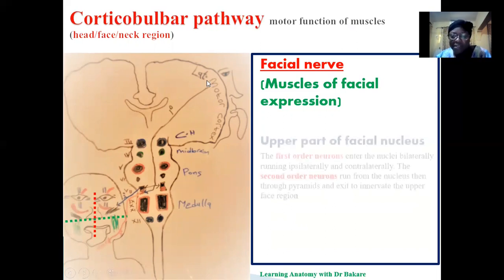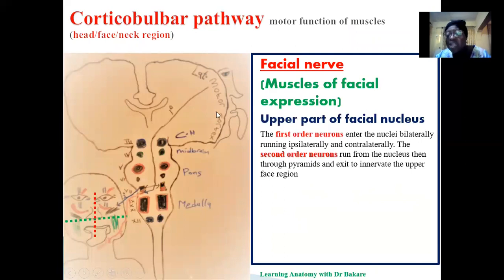We have the first order neuron running from the lateral motor cortex, as we've described for the other nuclei. So they run, and when they get to the level of the facial nucleus, because we have the upper and the lower part, for the upper part, they run bilaterally, giving an ipsilateral branch and also a contralateral branch. And the second order neuron picks it up from the nuclei in the upper part, and they go down to innervate muscles that are located in the upper part. And this includes the zygomaticus. So this is one of the muscles of facial expression, but of course it's located around the upper part. It can also innervate the orbicularis oculi, which surrounds the orbit.